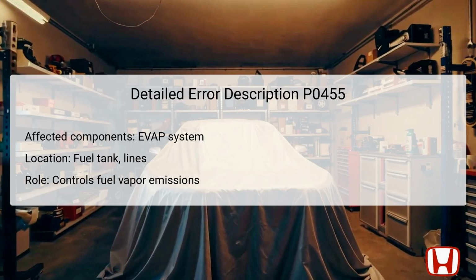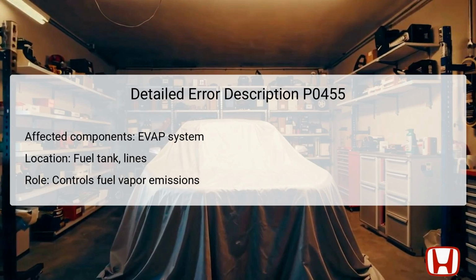resolve the problem. The P0455 code involves components of the Evaporative Emission Control System, EVAP, primarily located around the fuel tank and associated lines. The system is designed to capture and store fuel vapors that evaporate from the fuel tank, releasing them back into the engine to be burned, rather than venting them into the atmosphere. Critical components include the fuel tank, fuel fill cap, and various hoses. A leak in any of these components, especially a large one, leads to the detection of the P0455 code.